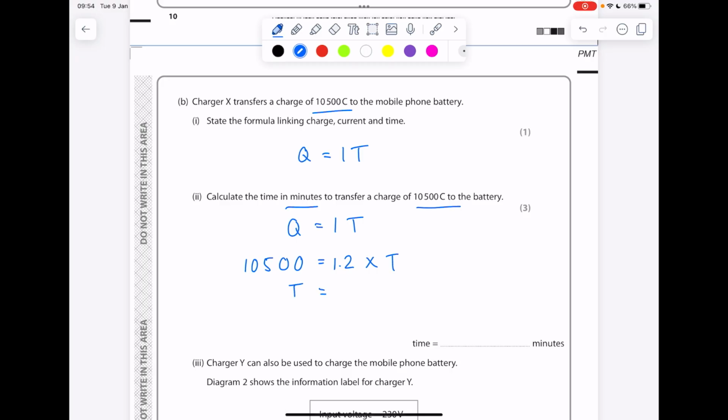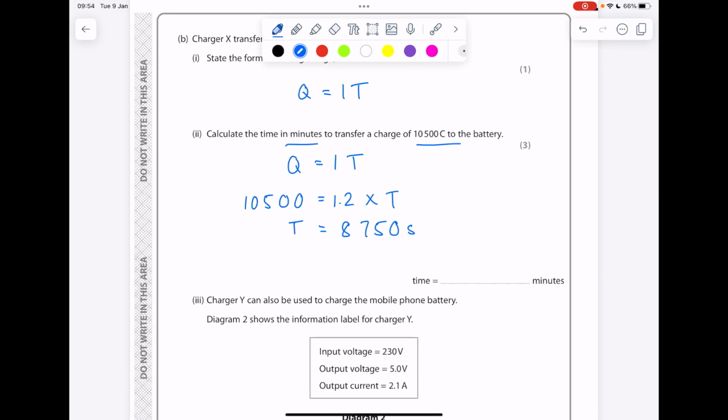To find T, we divide both sides by 1.2. 8,750. Remember the unit here is seconds. We need it in minutes though, so divide that by 60 to get 146 minutes.